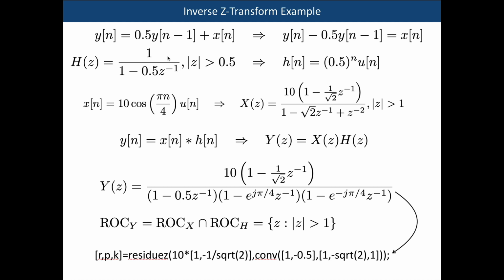Now, because this happens to be one of these simple forms, we can also write down almost by inspection the impulse response, which is the inverse z-transform. That's given here, (1/2) to the n, u[n]. Now let's suppose I want to put into this system this causal sequence, 10 times cosine of pi n over 4.